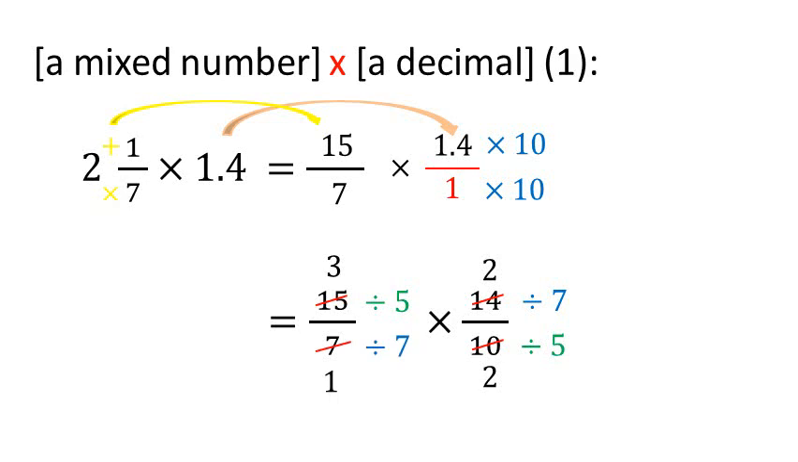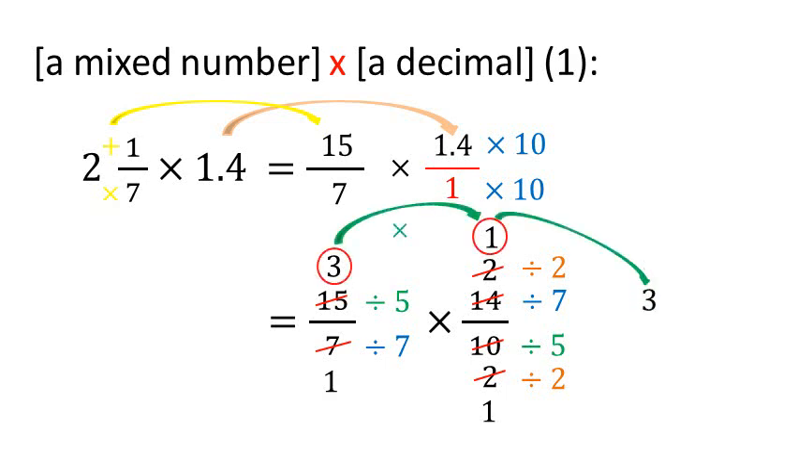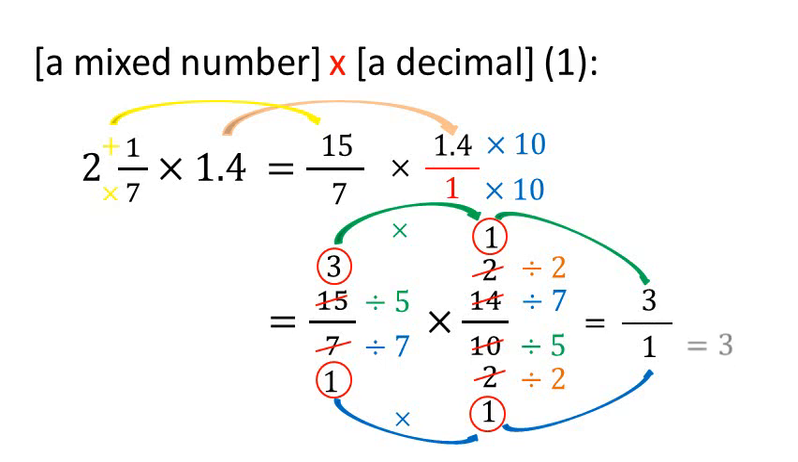We can also see the numerator 2 and the denominator 2 have a common factor of 2. So you can divide 2 by 2 and you get 1. And 2 divided by 2 again, you get 1. Now multiply the numerators, 3 and 1, to get 3, and the denominators 1 and 1 to get 1. So the answer is 3 over 1, which is just 3.